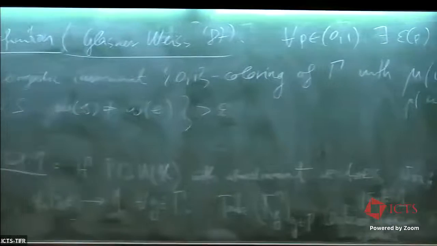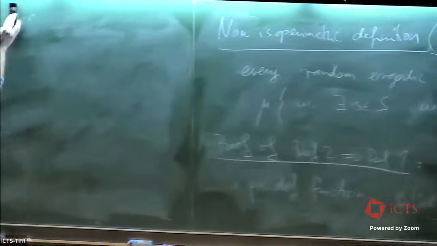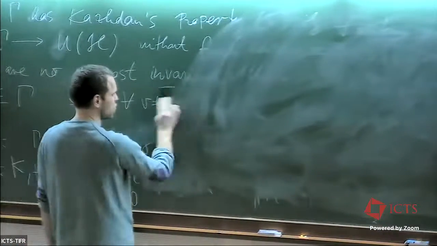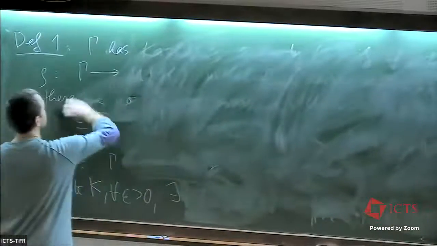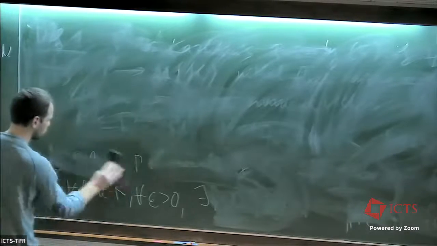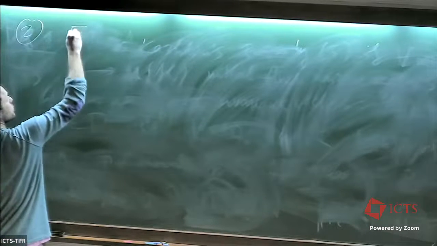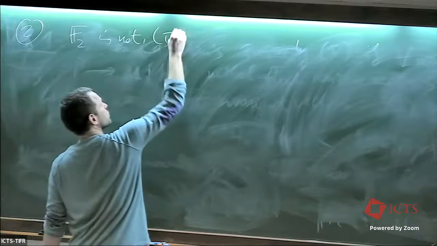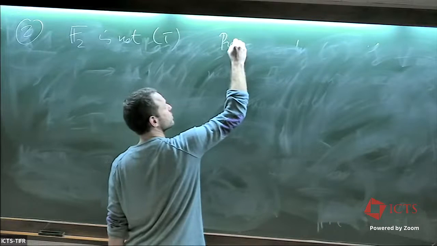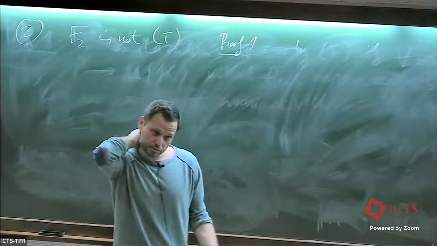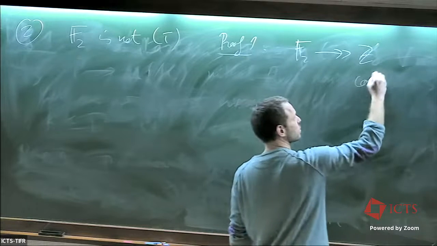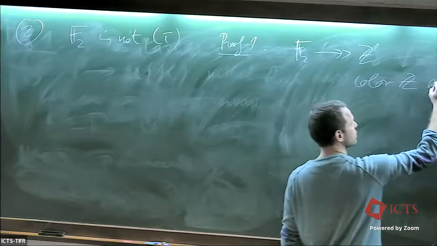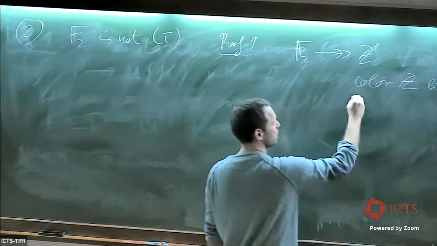Okay, why is the free group not Kazhdan, with definition 2? So, proof 1 is just the same thing as we did before. Take the factor map to Z, color Z like before, like in 1, and pull back the coloring.